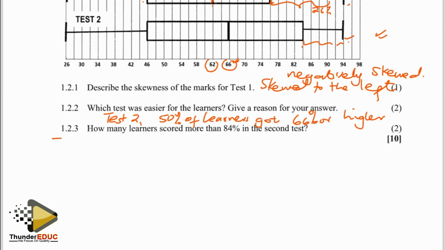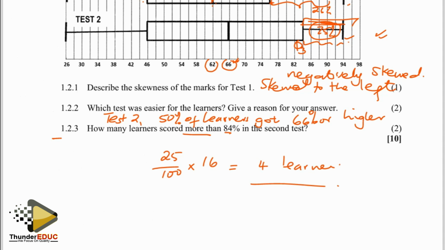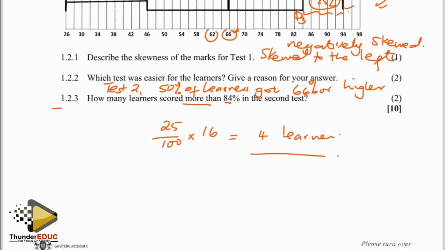Then 1.2.3, how many learners scored more than 84% in the second test? So where's the 84? 84 is at Q3, okay? Since they're talking about more than 84, which means it's the Q3 and above, which represents a percentage of 25%. So I'll just say 25 over 100 multiplied by 16. This should give me 4 learners. Okay, so 4 learners scored 84 or above. Okay, so that is question number 1.